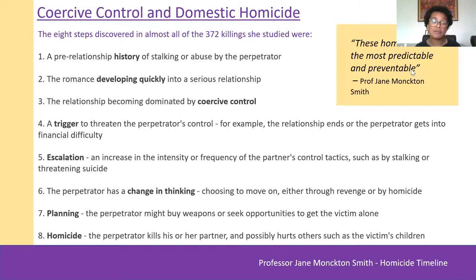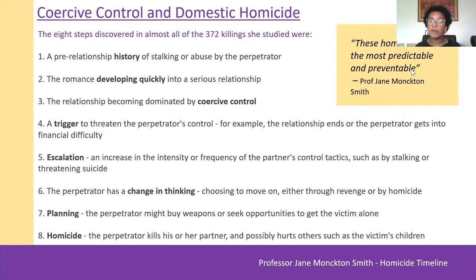And then stage 6, the perpetrator has a change in thinking. So either the perpetrator chooses to move on, and most likely if they do move on, they will continue that perpetration onto someone else. When we were doing the research, there were quite a number of cases where I think almost 30 of the perpetrators had killed before. Around 20 of them had killed partners previous to the partner that they'd murdered. So serial perpetrators that had murdered more than one woman.